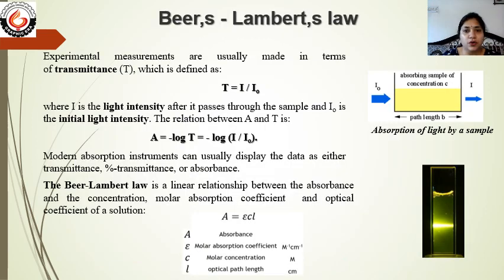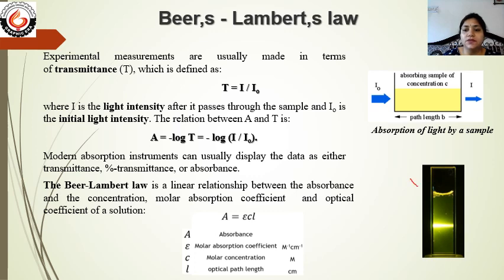Beer-Lambert's law. Beer-Lambert's law gives the relation between the concentration of solute in a solvent and the path length which is travelled by the radiation. Usually the experimental measurements are in terms of transmittance. Transmittance is equal to I upon I naught. Here I is the light intensity after passing through a sample, that means the sample which is the active ingredient and it is filled in a cuvette.